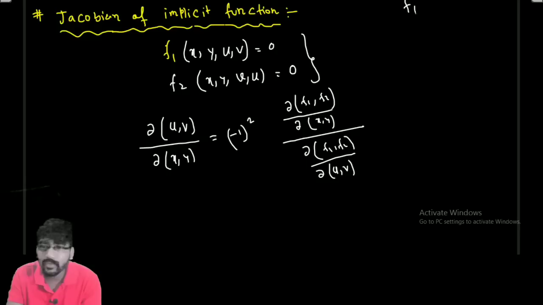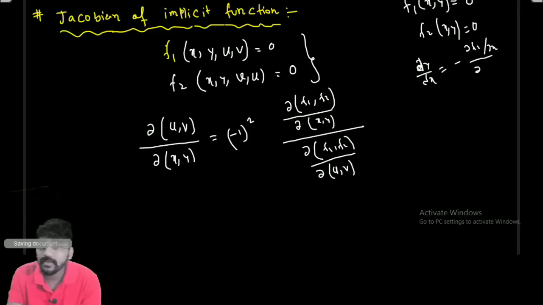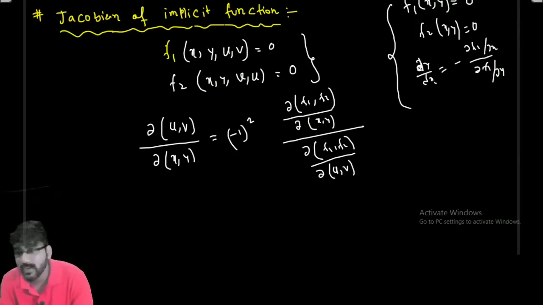When we have functions f1(x,y) = 0 and f2(x,y) = 0, we studied this in differentiation. By analogy you can remember this result: if you want dy/dx, then we have minus ∂f1/∂x divided by ∂f1/∂y. That is the differentiation of an implicit function, and here the relation is similar. Instead of the derivative, here is the Jacobian ∂(u,v)/∂(x,y), with ∂(f1,f2)/∂(x,y) and ∂(f1,f2)/∂(u,v).